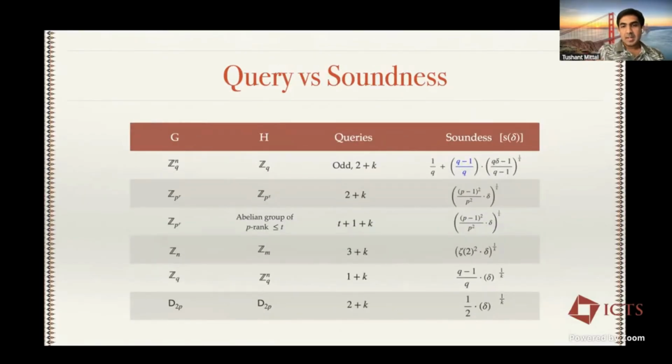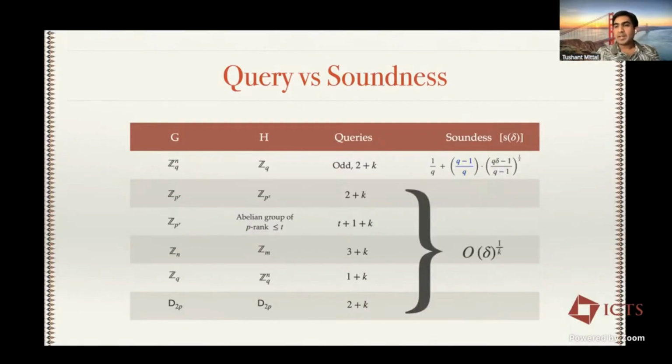Now if you give me more queries, here K, I pick anything at least one, you see an improvement in the soundness in the exponent. I'll just hide the constants and you get delta to the 1 over K. So if you let me make more than the minimum number of queries, then I get this improvement. As K increases, I get better and better guarantees.